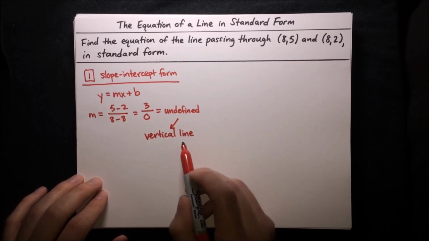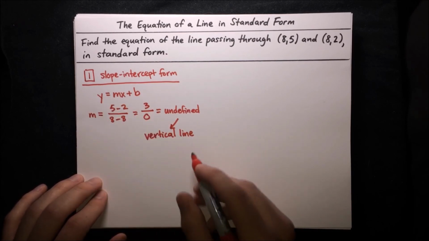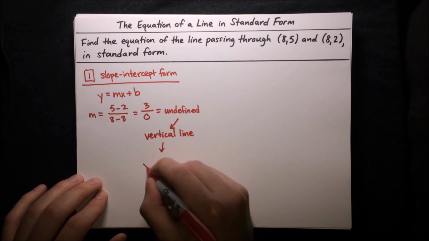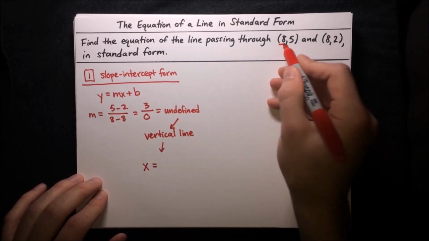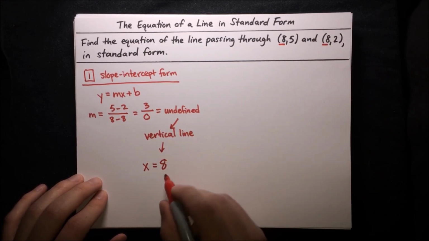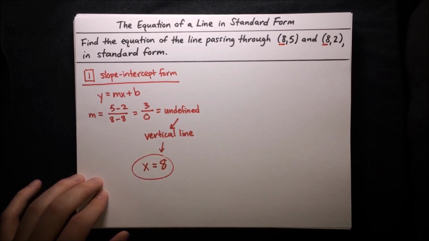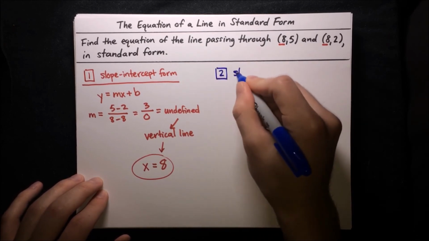So that's the one exception to this slope-intercept form template. Vertical lines always just have x equals to something. And we can tell from both of our points the x-coordinate is 8 in both of them. So x is equal to 8. That's our slope-intercept form. Alright, next step is to put this in standard form.